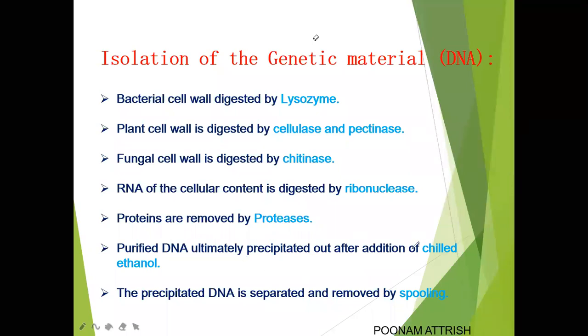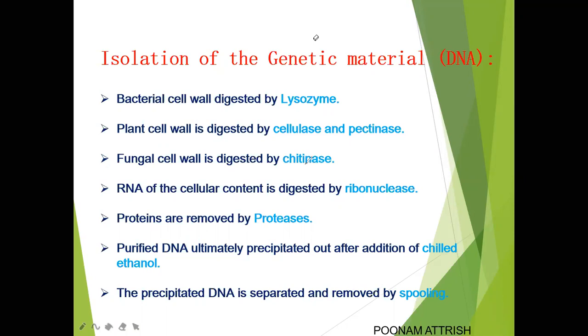Okay, beta, thank you. So here you can see, bache, that after adding chilled ethanol, because DNA is soluble in water but it is insoluble in ethanol, when we add chilled ethanol, your DNA is going to precipitate out just like a cottony thread. And you can spool out. What is the meaning of spooling? Spooling means these fine threads of DNA can be wrapped around the glass rod. That is what is called spooling.